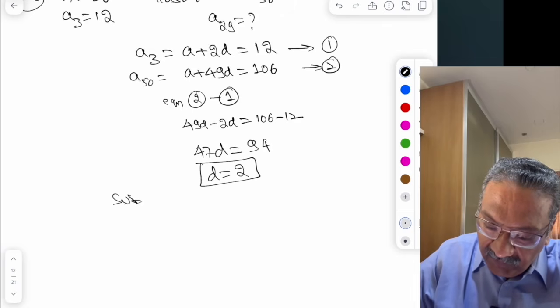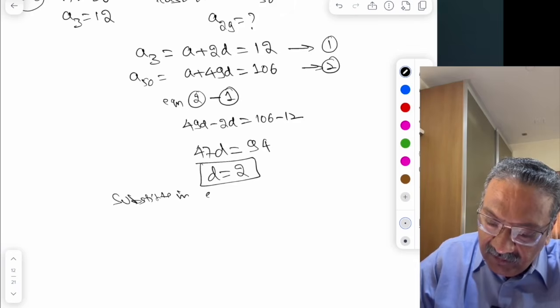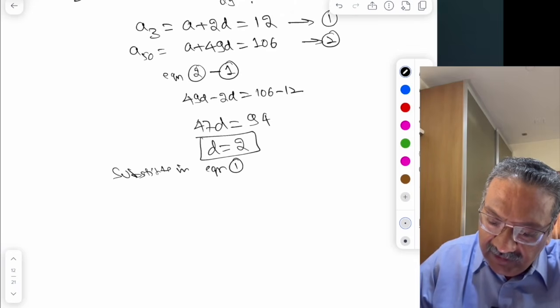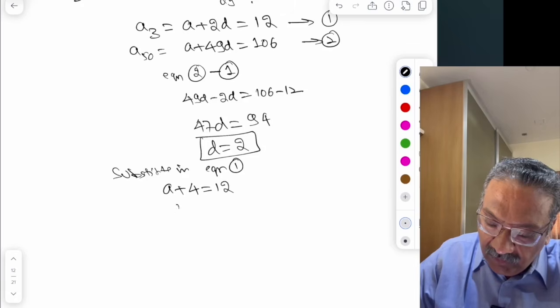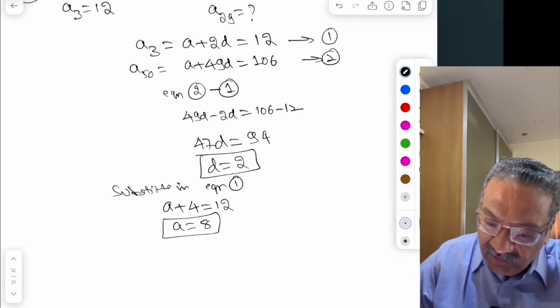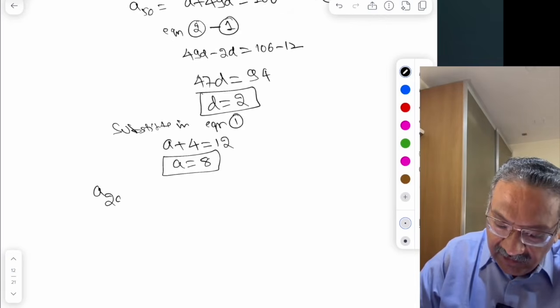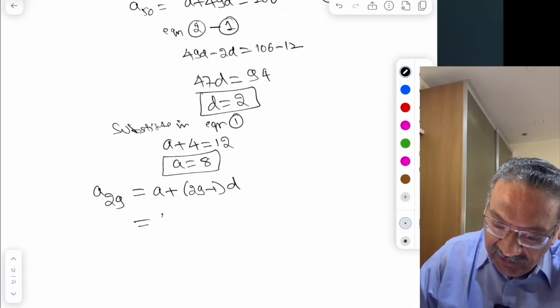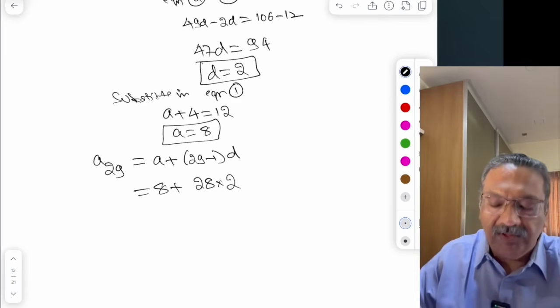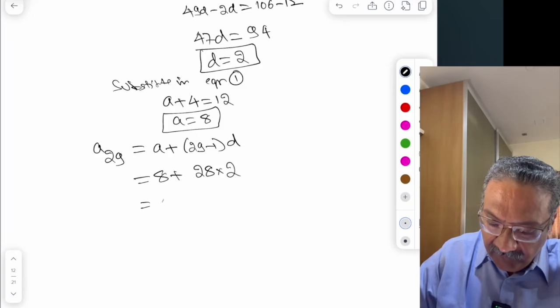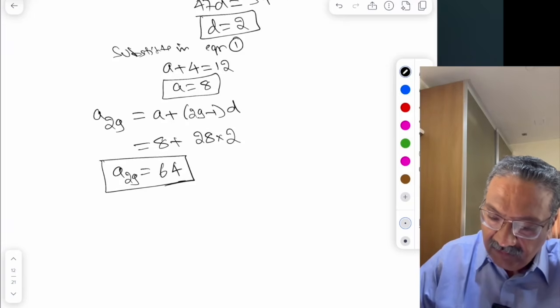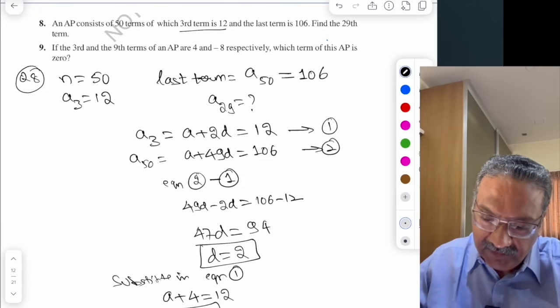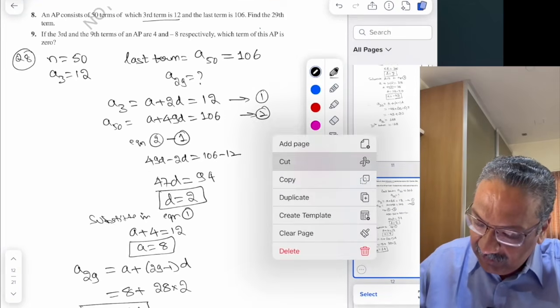Substitute this in equation 1. We get a plus 4 is equal to 12. A is equal to 8. So we got a, we got d. Now they are asking a29 is equal to a plus 29 minus 1 into d is equal to 8 plus 28 into d is 2. 28 into 2 is 56. 56 plus 8 is 64. So the 29th term is 64. Next, let us add a page here.